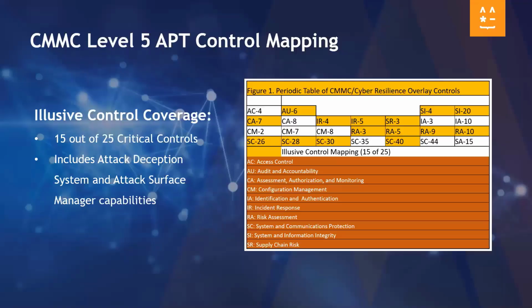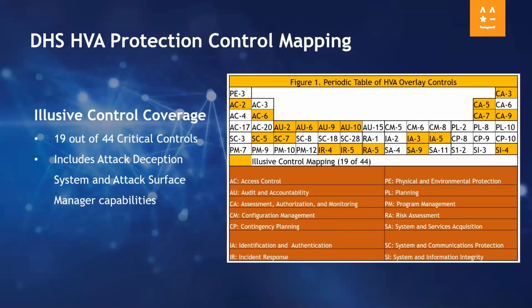When we're looking at the control coverage specifically for level 5 in CMMC for advanced persistent threat protection, we are covering 15 of the 25 critical controls. We could be more liberal in our interpretation and maybe claim more, but I think these are vetted that these implementations do cover these control areas. We do have a technical brief that's available that gets into more detail on the specifics of application functionality and controls. And similarly, again, the concept of the periodic table is from the NIST DHS publication.